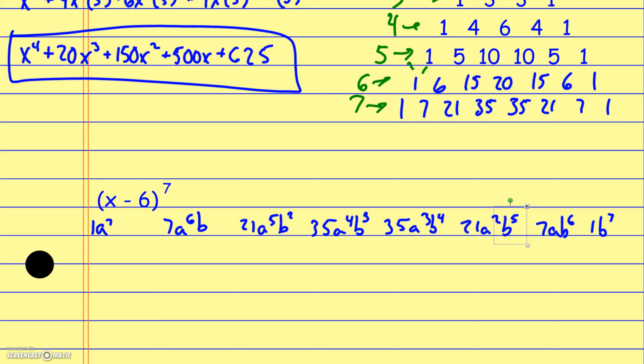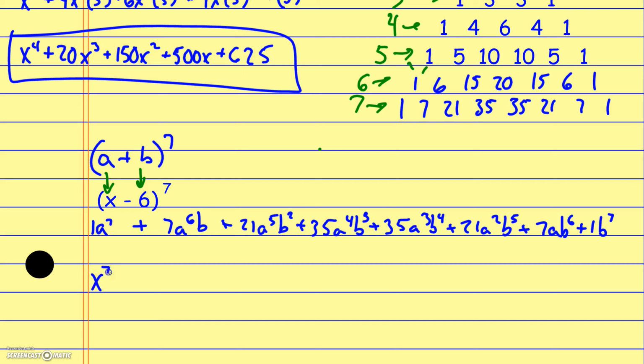Okay? And then I just slap some plus signs in between here for now. Those signs might change based on the multiplication that I do, but I'm just going to slap plus signs in between there for now. And now I look at the original problem. Remember, we were talking about this form. We were talking about a plus b to the 7th power. That's what I have written out right now. But instead of a, I have an x. Instead of b, I have a negative 6. So I just substitute in.